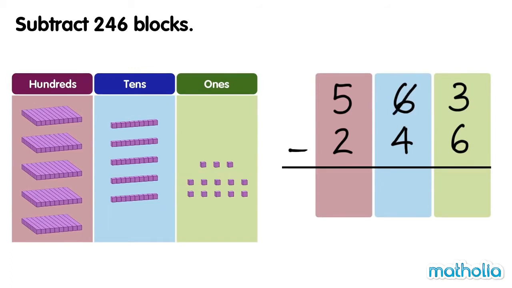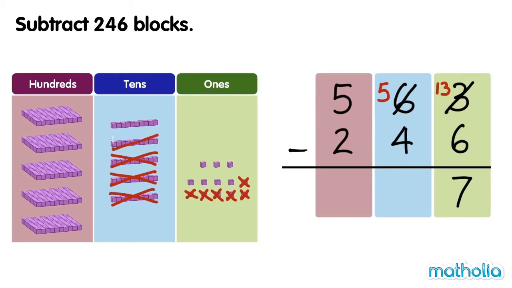Now we have 5 tens and 13 ones. Let's subtract the ones. 13 ones minus 6 ones equals 7 ones. Next, we subtract the tens. 5 tens minus 4 tens equals 1 ten.